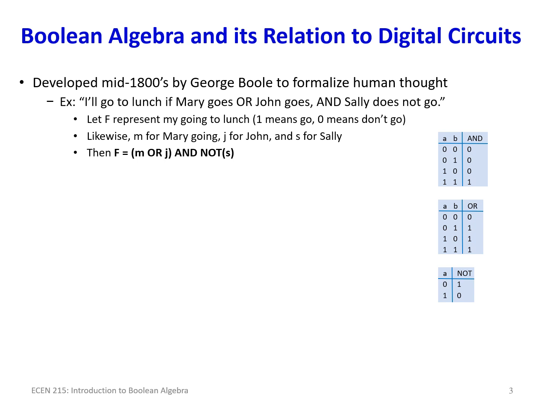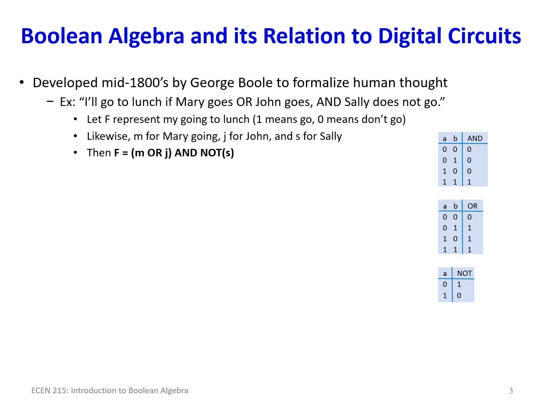So for example, the example we have here is I'll go to lunch if Mary or John goes and Sally does not go. So f is the function, the outcome that we're desiring. The fact that you're going or not going to lunch is f. Let f represent my going to lunch. The I'll go part is the f part, and 1 means go and 0 means don't go. So that is a formal way of doing that.